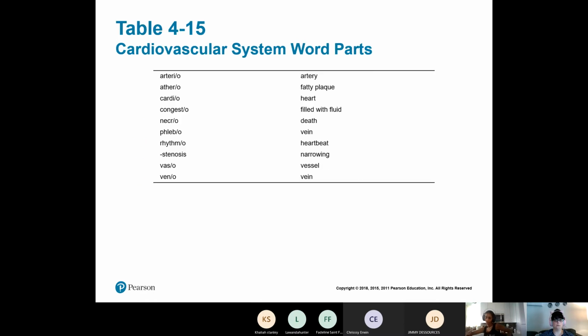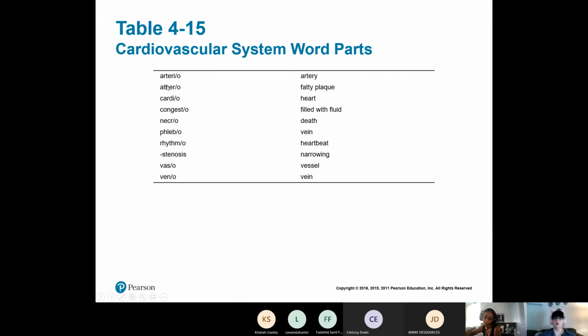Okay, and of course it has its own terms. Vaso, which is the vessel. Stenos, that means the narrowing. Rhythmo, that's like we're talking a heartbeat, right? Necro, that means death, and necrosis, that's where that word comes from. Cardi, heart.